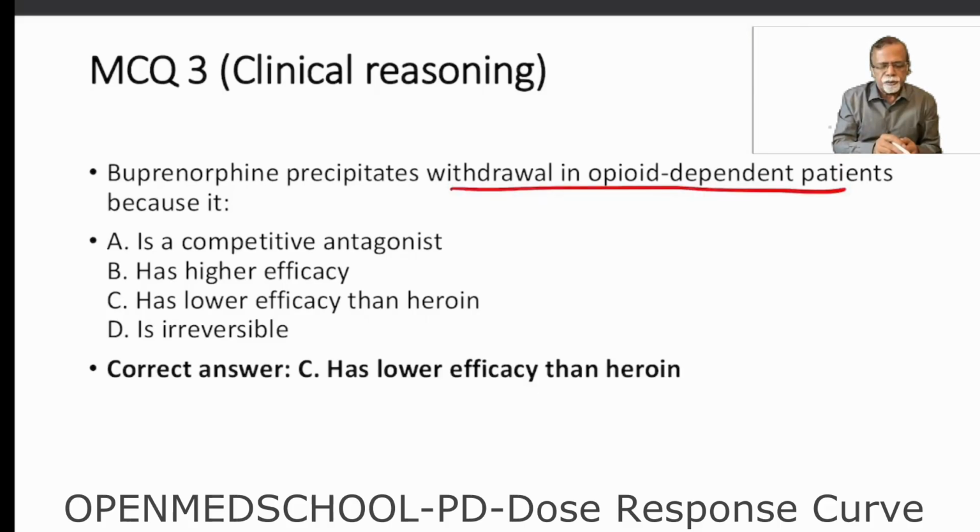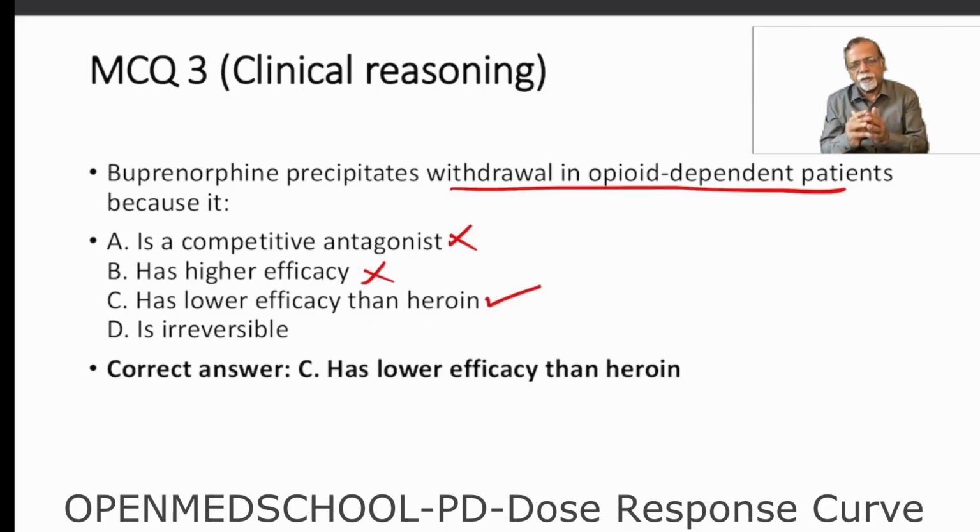What's the reason? It is not an antagonist, it has got no high efficacy, it has got a lower efficacy than heroin. So lower efficacy drugs act on the receptors and replace heroin and act as a functional antagonist.